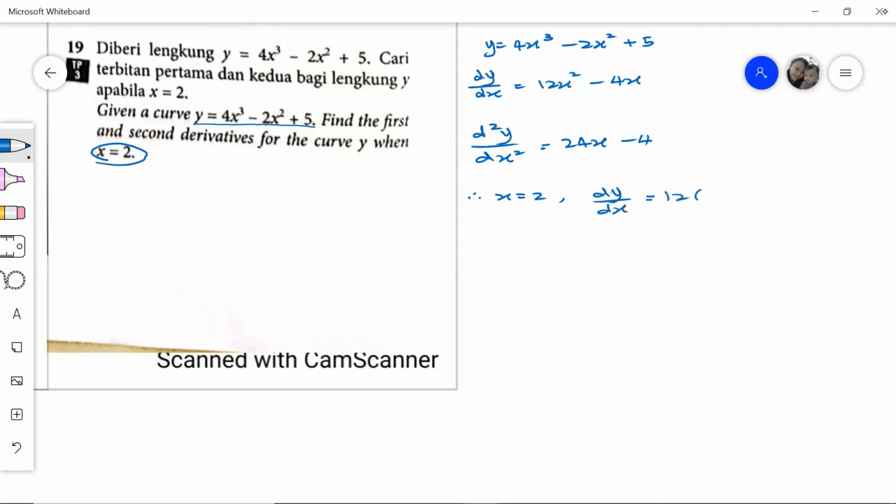That will be 12 times 2 squared minus 4 times 2. So 2 squared is 4, 12 times 4 is 48, 48 minus 8, that is 40. And the second order derivative, we will have 24 times 2 minus 4. So 48 minus 4, we have 44. That's it. So we found the answer for our first and second derivative when x equals 2.